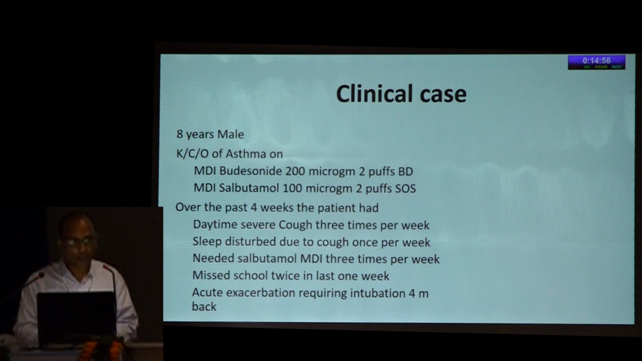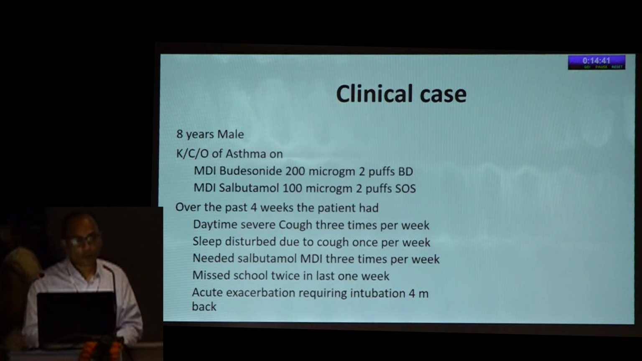Just a clinical scenario. An 8-year-old child, known case of asthma, on 400 microgram per day of inhaled steroid, and along with that he is using salbutamol also. Now, over the past 4 weeks, the daytime severe cough has been 3 times a week. The sleep has been disturbed once per week. There is a need to have salbutamol thrice per week. The child has missed school in the last 1 week, and there is an acute exacerbation requiring intubation 4 months back.